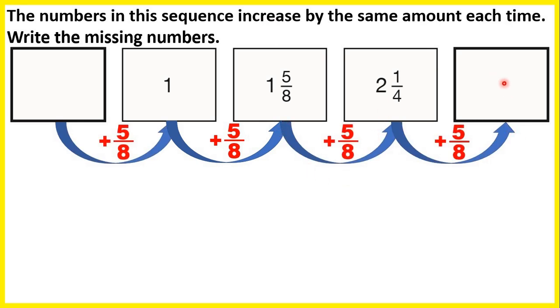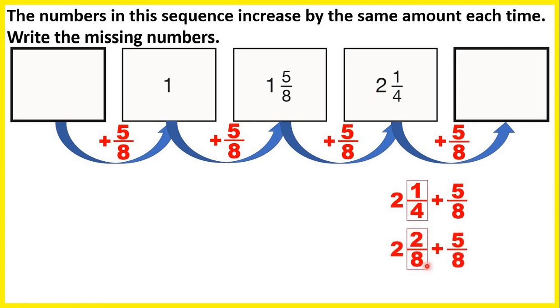So to find this box here, we need to work out 2 and 1/4 plus 5/8. Now 1/4 is the same as 2/8. So 2 and 2/8 plus 5/8 will be 2 and 7/8.